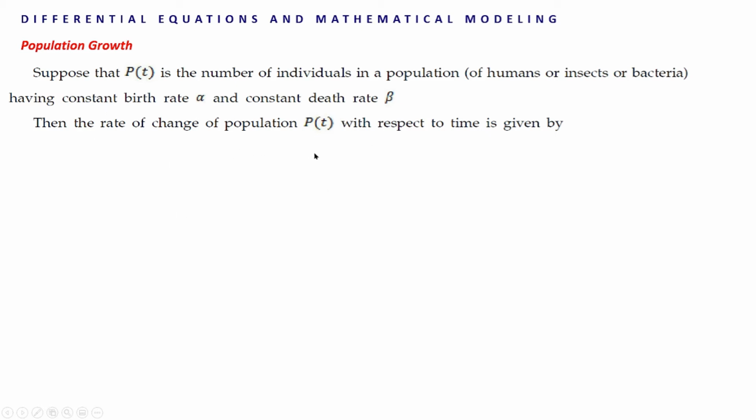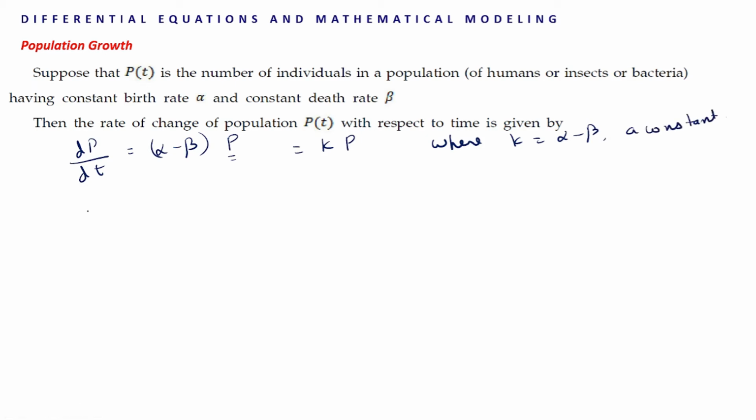Then the rate of change of population P of t with respect to time t is given by dP/dt equal to (alpha minus beta) into P, or this is equal to k into P. Since alpha and beta are constant birth rate and constant death rate, we can have alpha minus beta as a constant k, where k equals alpha minus beta.